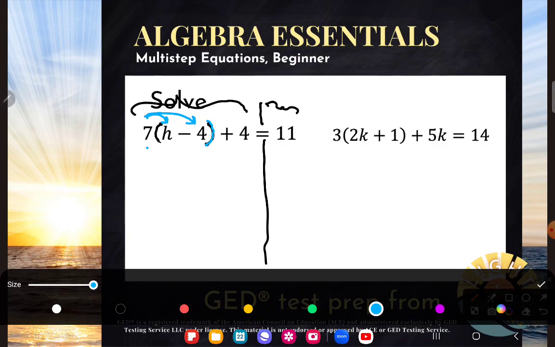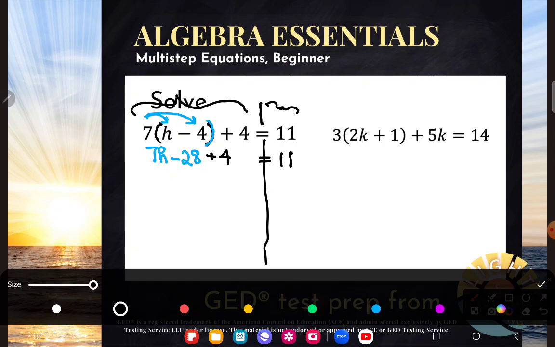So 7 times h is 7h. And 7 times -4 is -28. Now I still have the plus 4 from above that I haven't dealt with. And I still have the equals and the 11. Now why I wanted to do this example with you is because there's no guarantee that I simplify once and the left or the right-hand side is as simple as it's going to get.